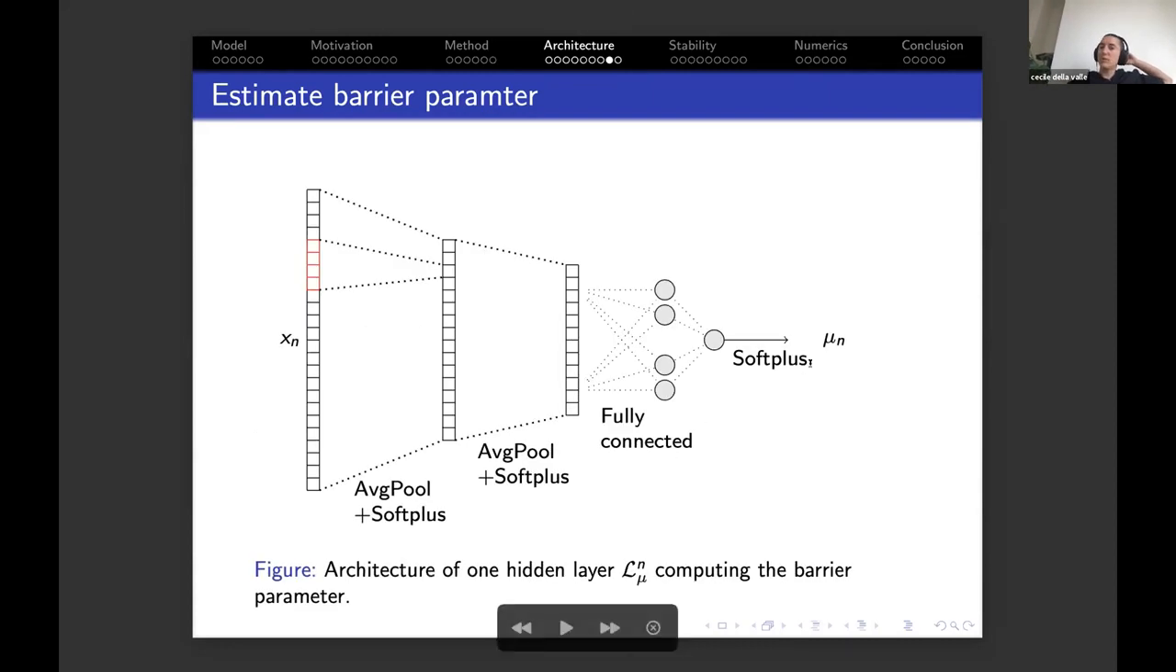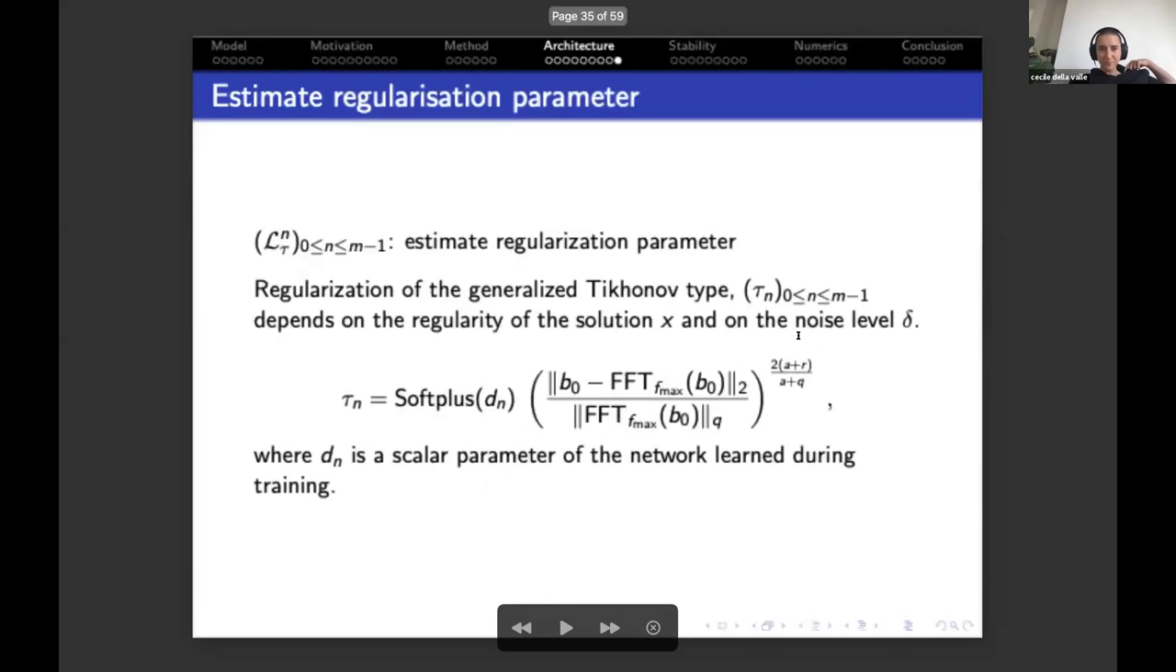And so the barrier parameter is computed starting from the input of a block. I do two average pooling and softplus, and then a fully connected layer plus softplus. This is experience-based and it works well.